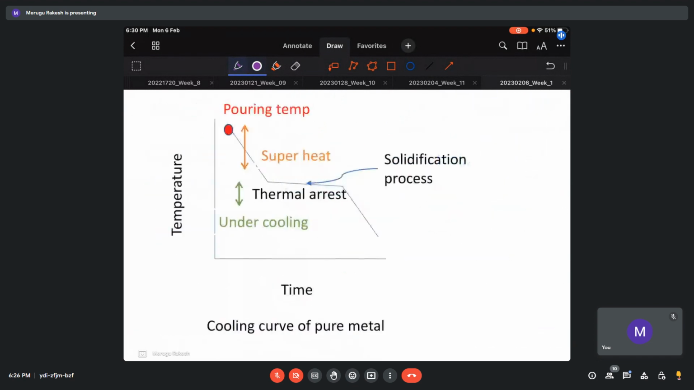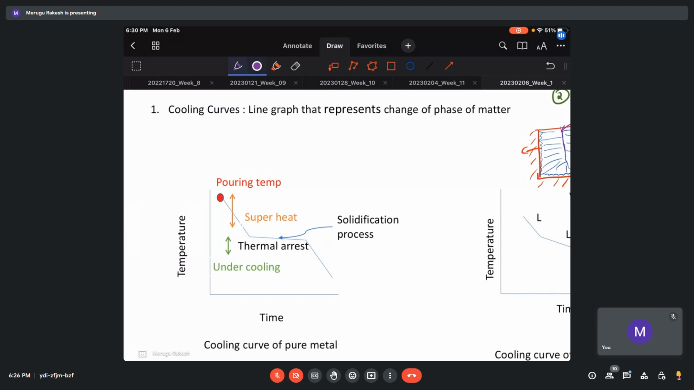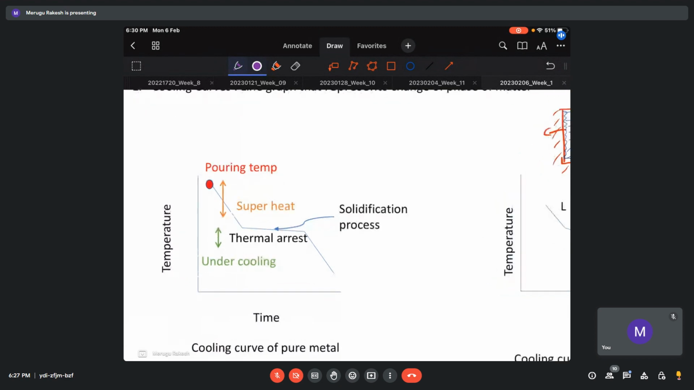In order to know that reason, we should go back to the cooling curves. We need to understand how a cooling curve appears in the case of pure metals as well as alloys. A cooling curve is nothing but a line graph representing the change of matter. It can be anything, but in the casting process we mainly use it for liquid to solid transformation. On the x-axis we have time, on the y-axis we have temperature. We'll always see the cooling process, never the reverse. The same things happen in reverse, but we go from higher temperature to lower temperature for easiness.